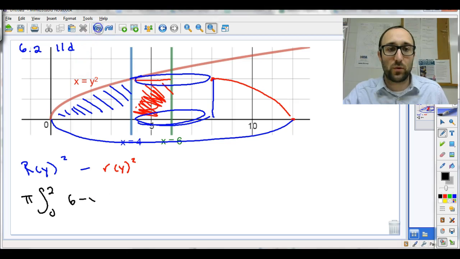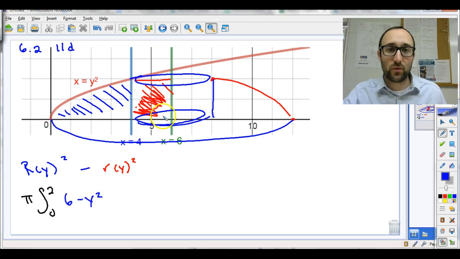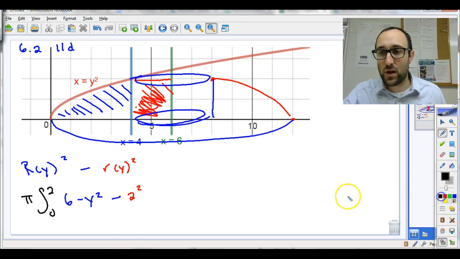Let me do that in blue here, that way I've got the right colors and make sure this makes sense. 6 minus y squared. It's opening towards where we're revolving it, right? And we're 6 away from our vertex. Okay, that's what's going to be helping there. And we're going to be subtracting this other part, which is this little cylinder. How far away am I? It's just 2, 2 squared. And then we should have dy.